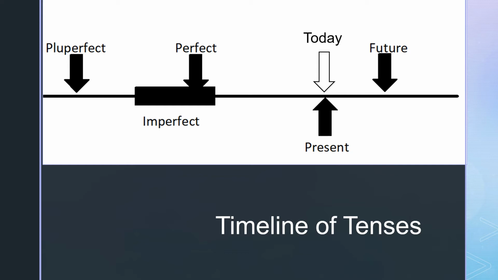Perfect is one moment in time in the past. And then pluperfect happened before those. So just a little graphic reminder. Do notice I didn't put the future perfect on there because that is both a past and future, which we don't need to get into.